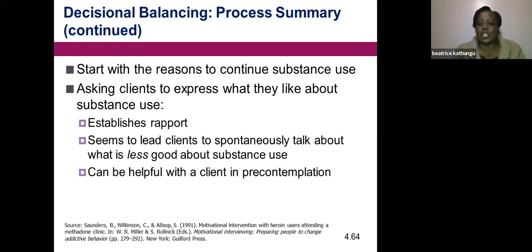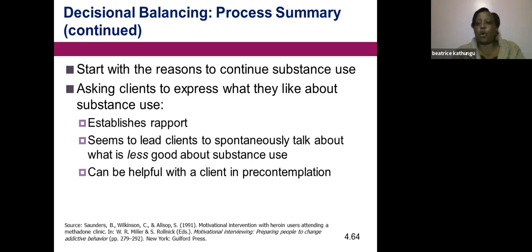If you begin with the reasons for change, you might easily hit a dead end because they want to defend their position. So asking clients to express what they like about substance use will help establish rapport, and will seem to lead clients spontaneously to talk about, finally, what is less good.